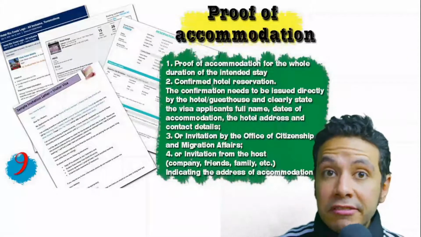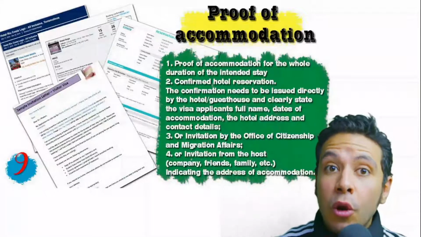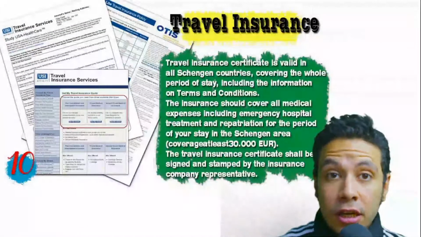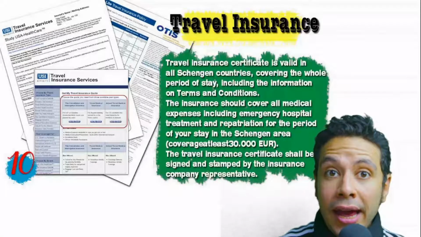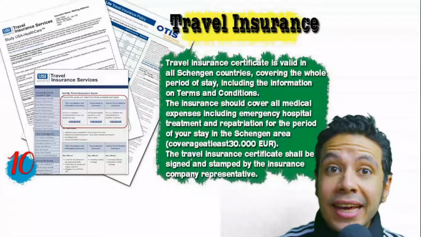But in case you are invited by a person, either the letter of invitation should be mailed directly to the embassy or be submitted by you, accompanied by a copy of the passport of that inviting person. Many countries also, especially the Schengen area countries, require you to provide travel insurance, and you have to be careful and apply through the companies that are officially accepted in these countries.